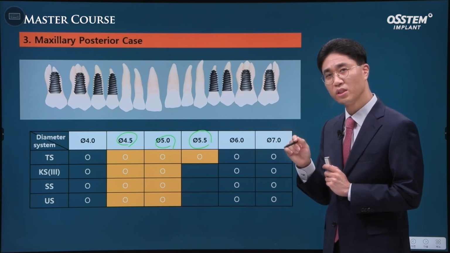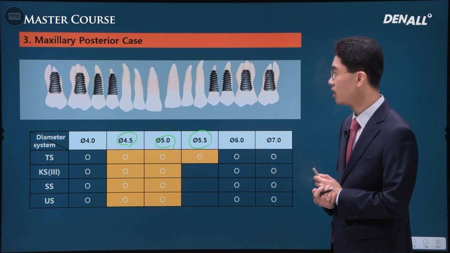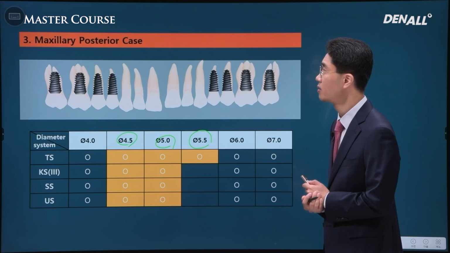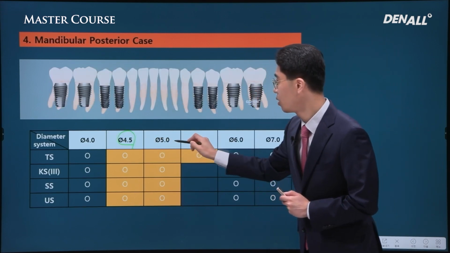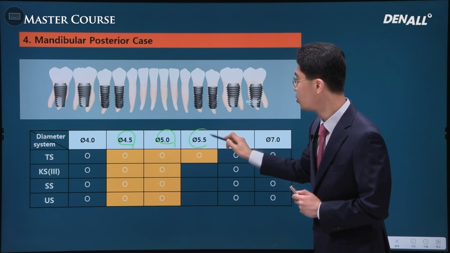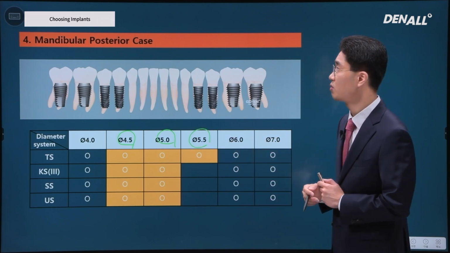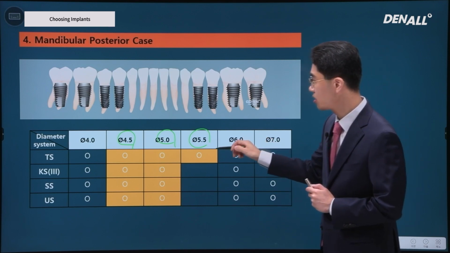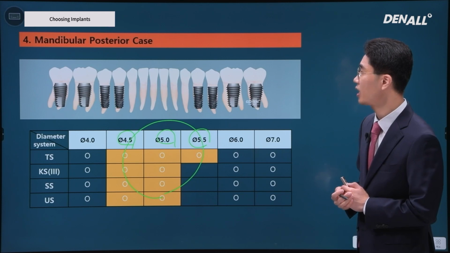If we know about these, it will be of great help in determining the length, diameter, and type of implant. It's the same for lower posterior as well. Mostly 4.5, 5.0, and 5.5 millimeter implants are placed. At times, 6 millimeter implants can be placed. In general, choices are made within this scope.